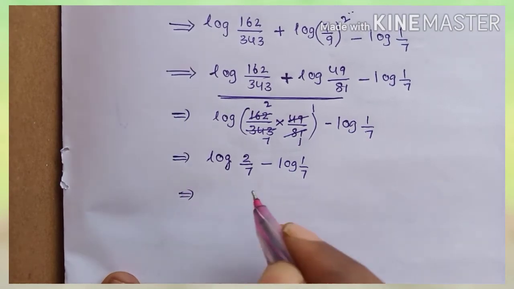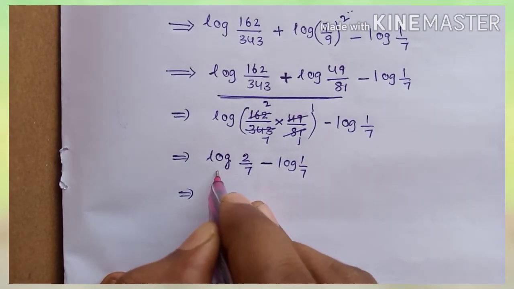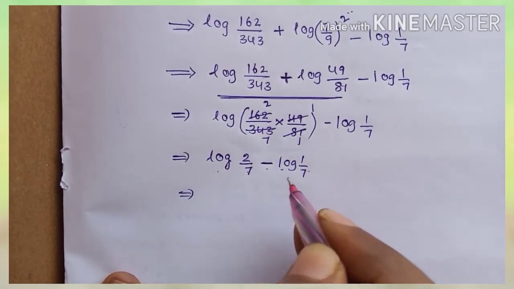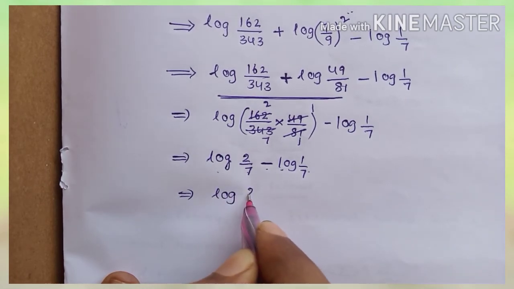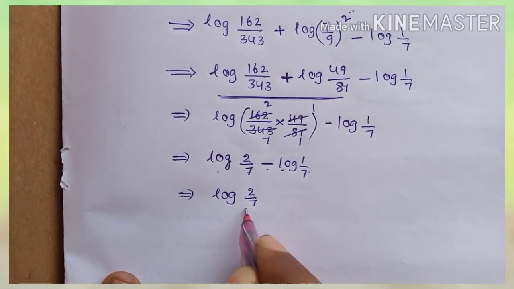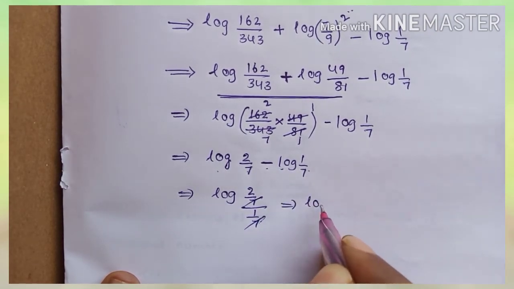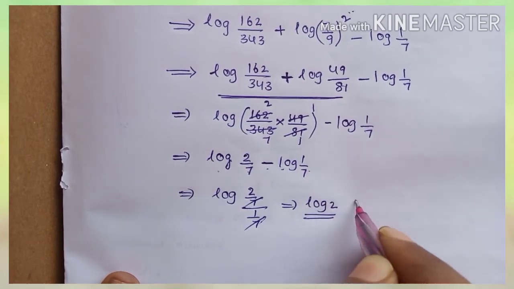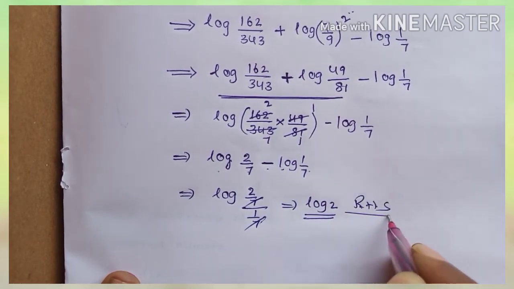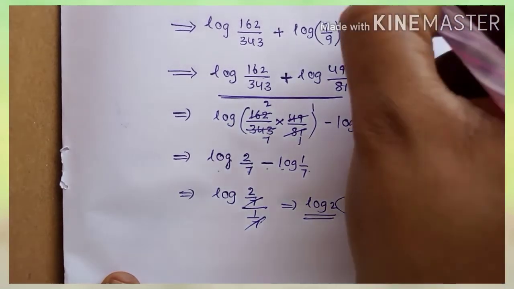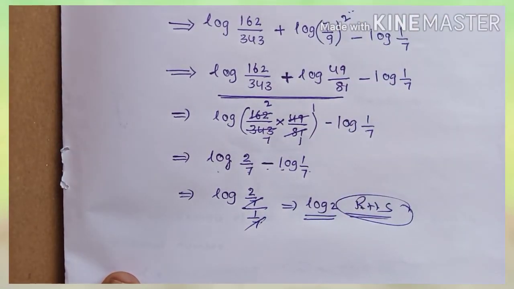Now between them, what sign is here? Minus. Log A minus log B is equal to log A by B, so 2 by 7 by 1 by 7. Now the 7 cancels again, then the result we get here is log 2, which is called the RHS part. So LHS is equal to RHS. Our requirement is log 2. Okay, let's go for the next one now.